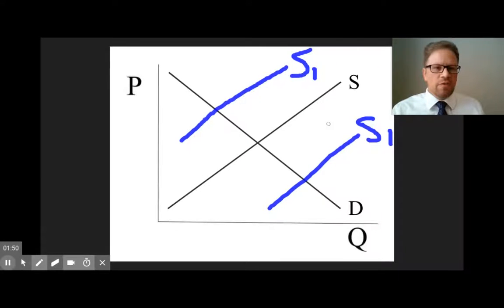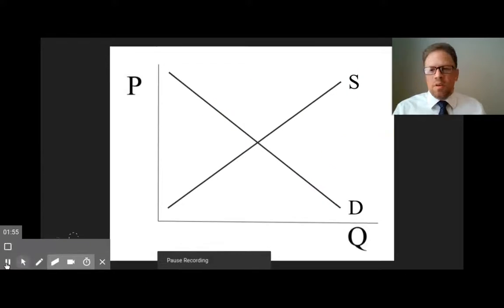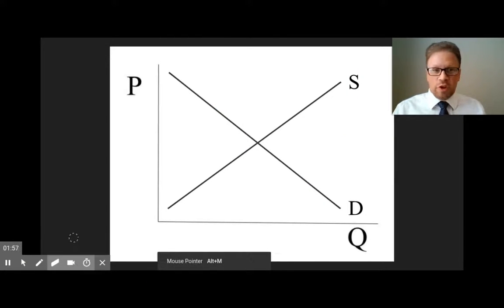Again, it can only shift right or left. It doesn't shift up and down. We'll talk about why we don't want to use the terms up and down a little bit later. A shift of either the demand or supply will result in a change of both the equilibrium price and quantity of an item.